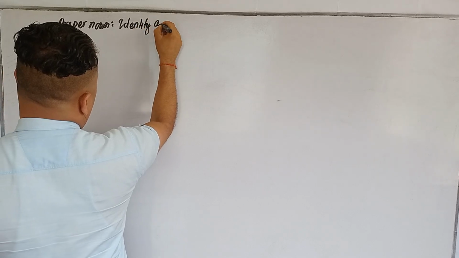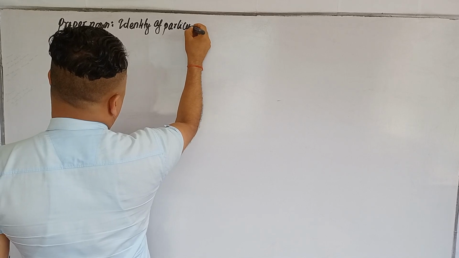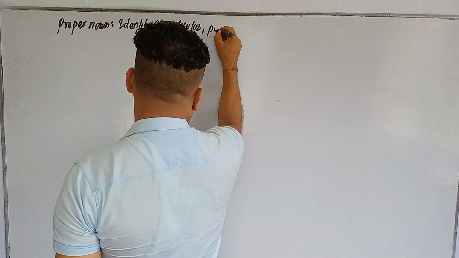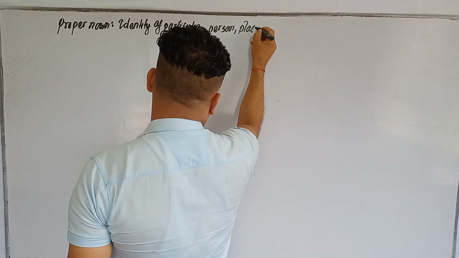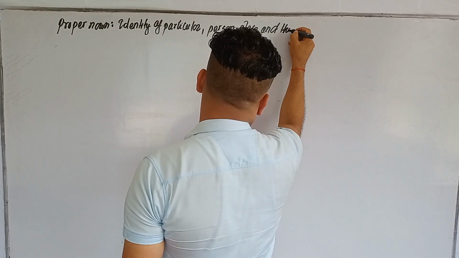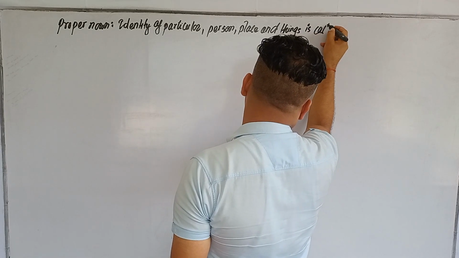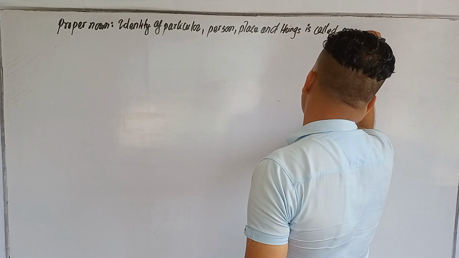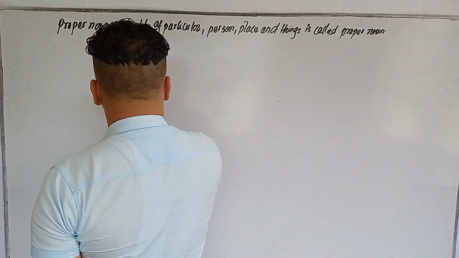The identity of a particular person, place, and things is called proper noun.